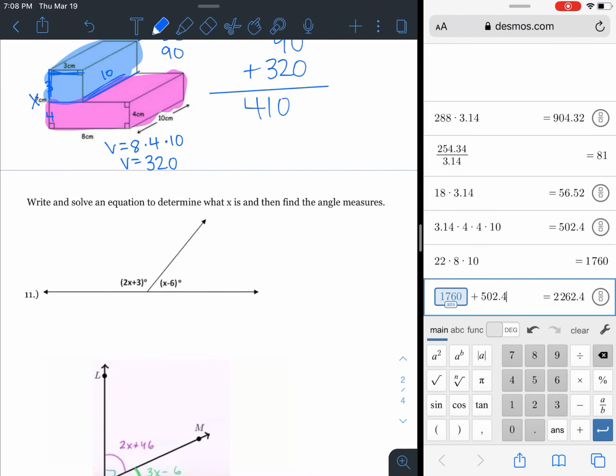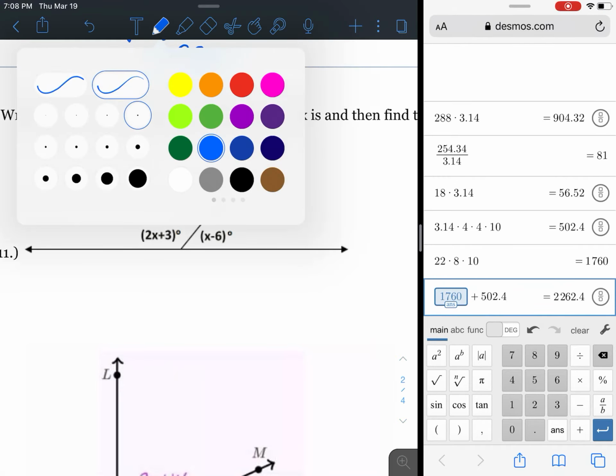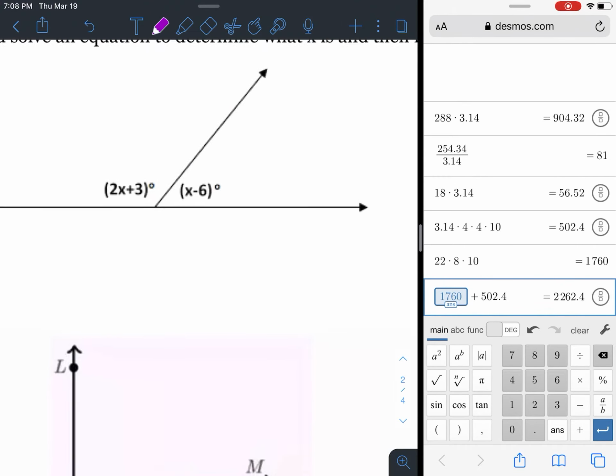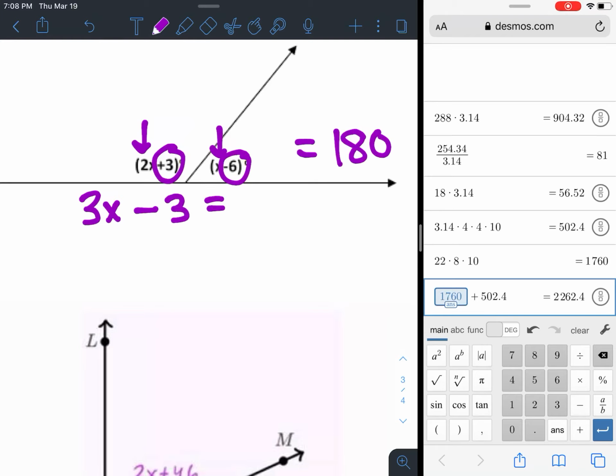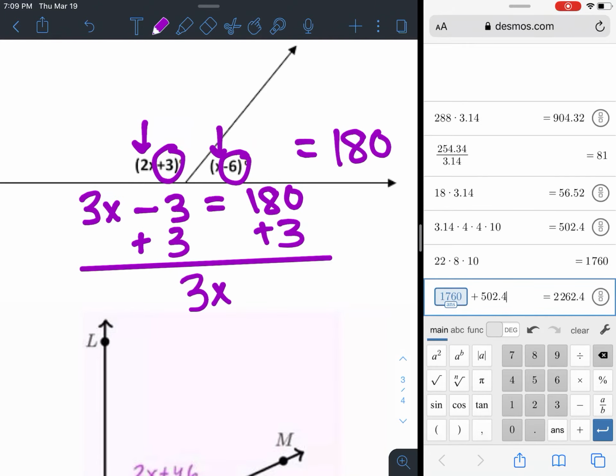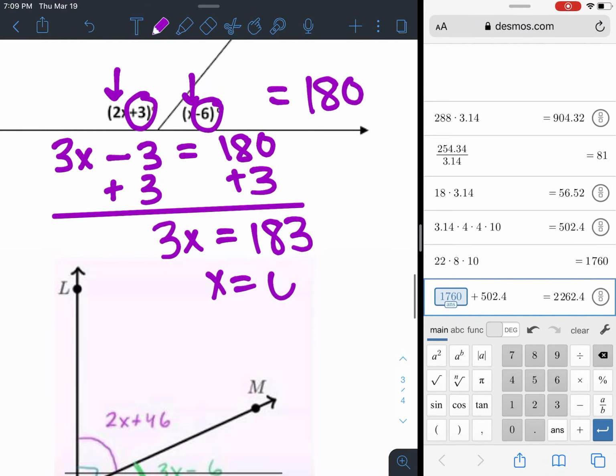Moving on to angles. Number 11. These form a straight line. They are supplementary, so that means when we add these together, they should equal 180. Combine like terms. 2x's plus an x is 3x. Positive 3, negative 6, negative 3 equals 180. Add 3 to both sides. So 3x equals 183. So x is 61.